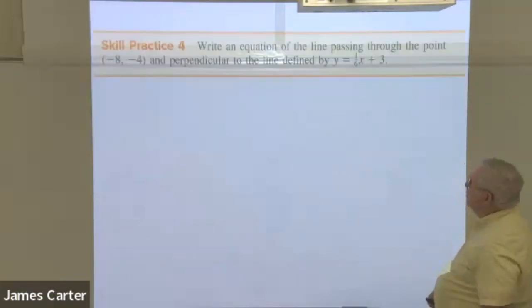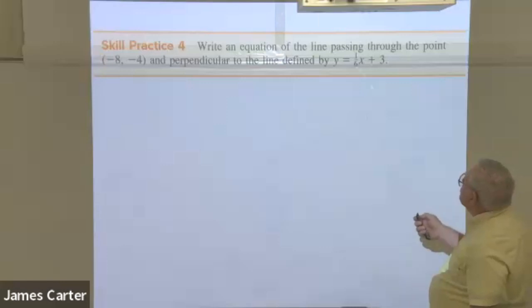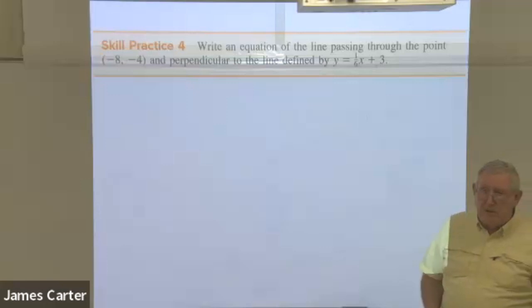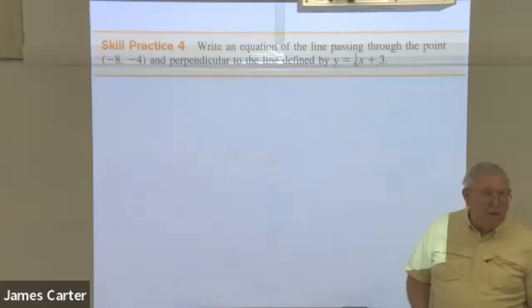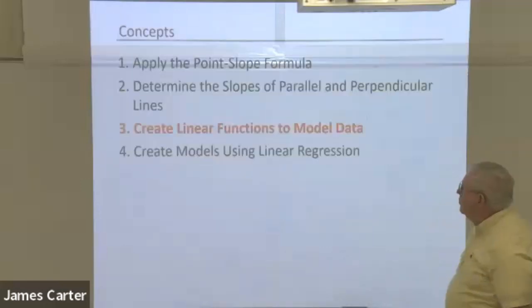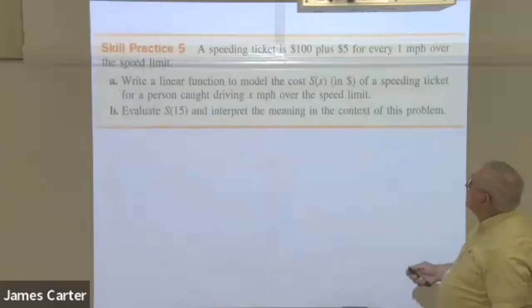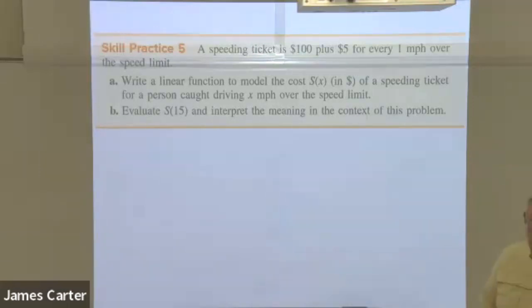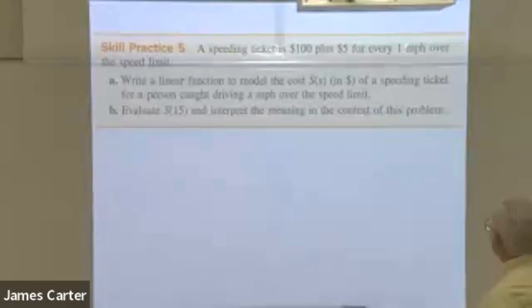Well, here's another one. The only difference is this time we don't have to convert to y equals mx plus b format. I'm going to go on through this one and we're going to deal with a wording problem. Speeding ticket, by the way, kind of. A speeding ticket is $5 for every mile an hour over the speed limit.